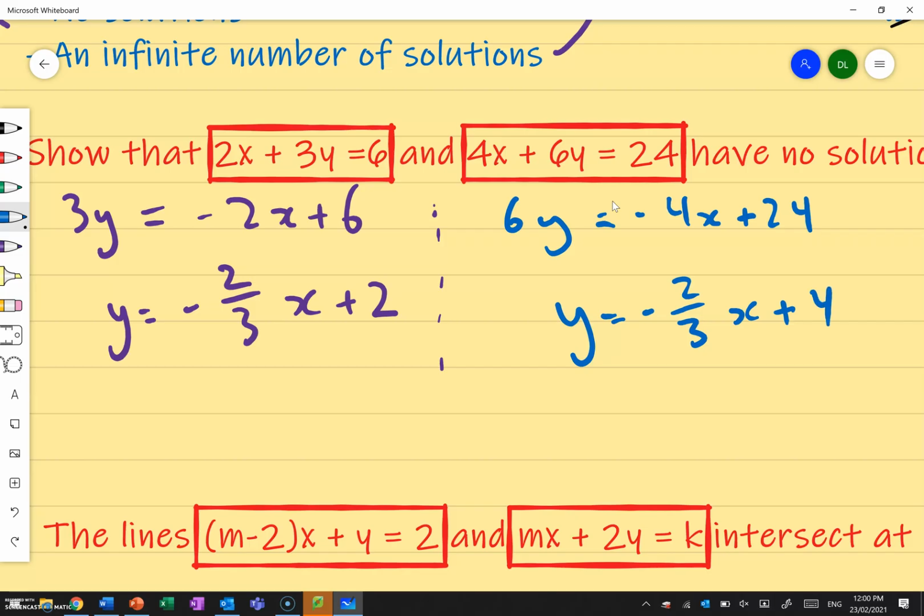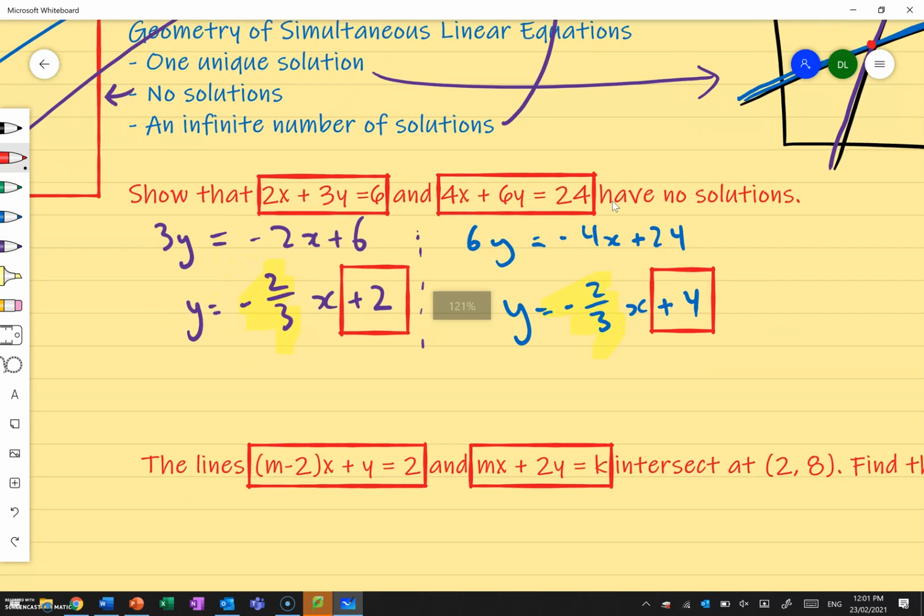All right, what do you notice? Same gradient. Same gradient, perfect. But what's telling me that they're not exactly the same line? How come there are no solutions and not an infinite number, Ryan? Different y-intercepts. Perfect, different y-intercepts, right? This plus 2 and plus 4 value tells me how high up on that y-axis it's going to be. So in this case, I've got two lines with different y-intercepts, same gradient, and therefore have no solutions. That's one way you can do it.